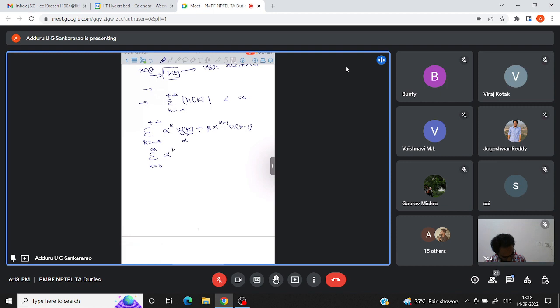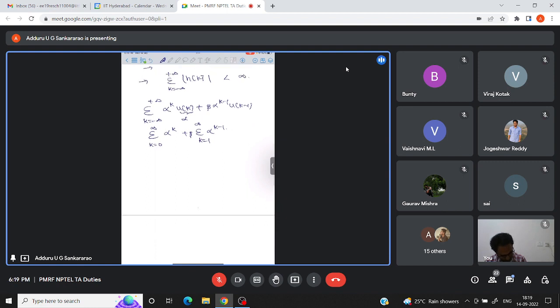So what we get here is the sum over k equal to 0 to infinity of alpha power k, plus beta times the sum over k equal to 1 to infinity of alpha power k minus 1. I can take alpha common here, so I get the sum over k equal to 1 to infinity of alpha power k minus 1 into alpha plus beta.